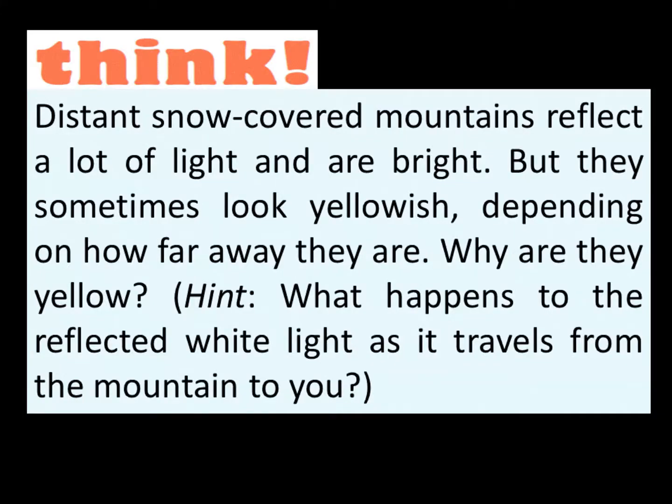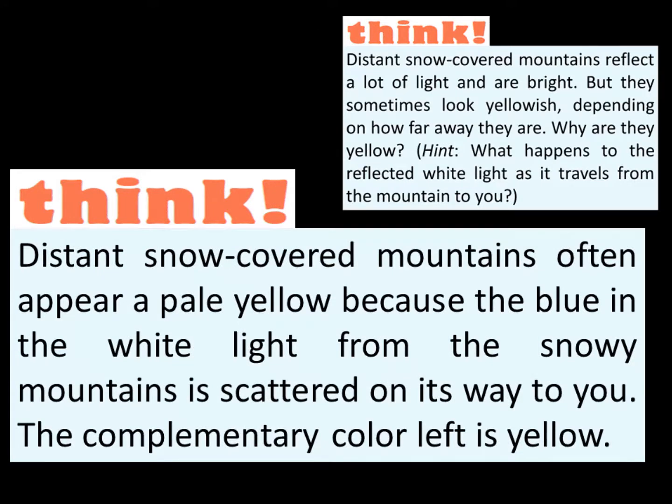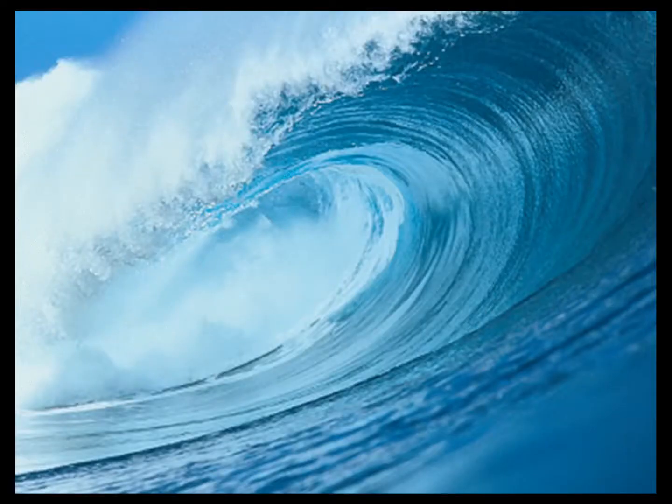Distant snow-covered mountains reflect a lot of light and are bright, but they sometimes look yellowish depending on how far away they are. Why are they yellowish? Hint: what happens to the reflected light as it travels from the mountains to you? Well, the reason is distant snow-covered mountains often appear a pale yellow because the blue in the white light from the snowy mountains is scattered on its way to you. The complementary color left is yellow. I tried to find some pictures, but the pictures are always white balanced, so you don't see that yellow hue from the broad daylight.